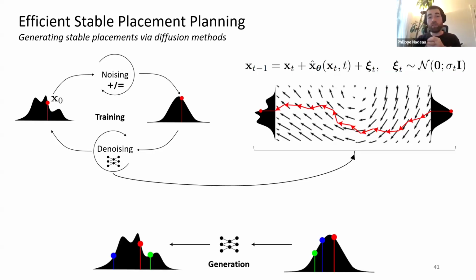Once trained, the model can be used to generate elements from the modeled distribution. And doing so is actually quite simple. We sample from the normal distribution and pass these samples through the denoising process.